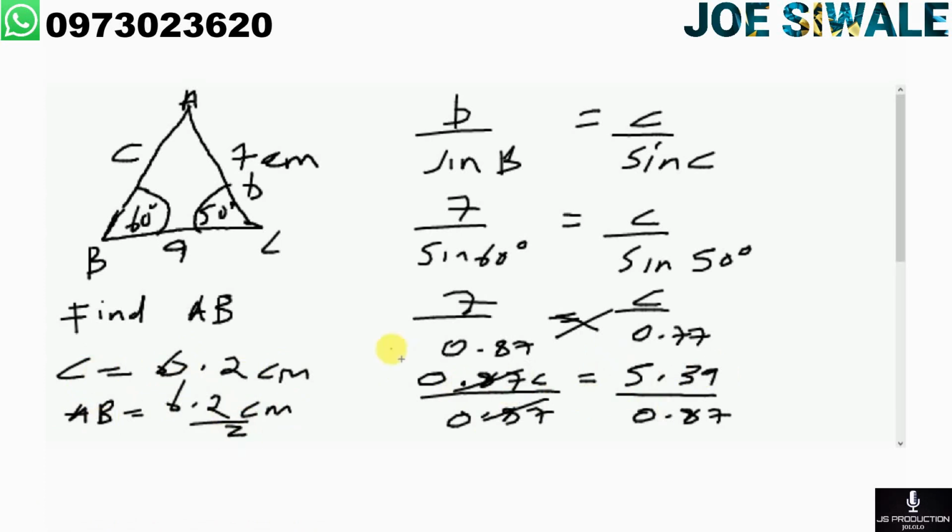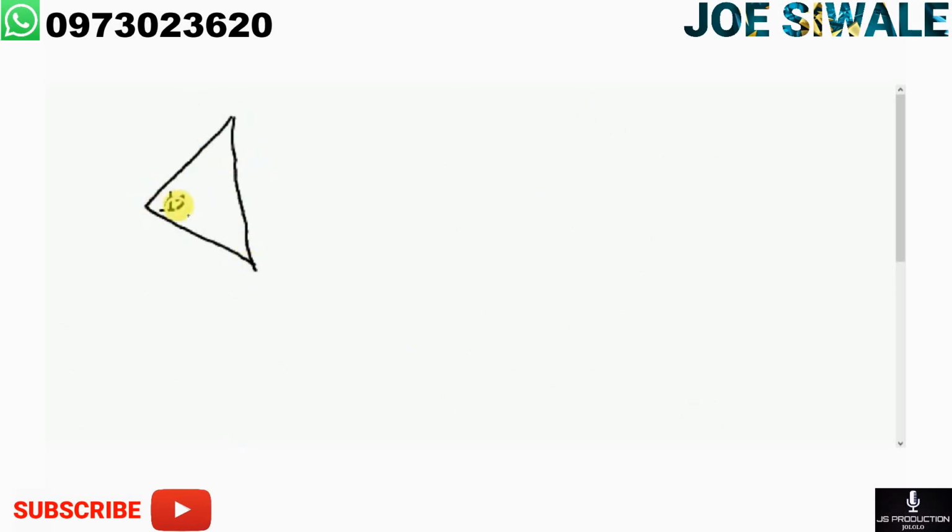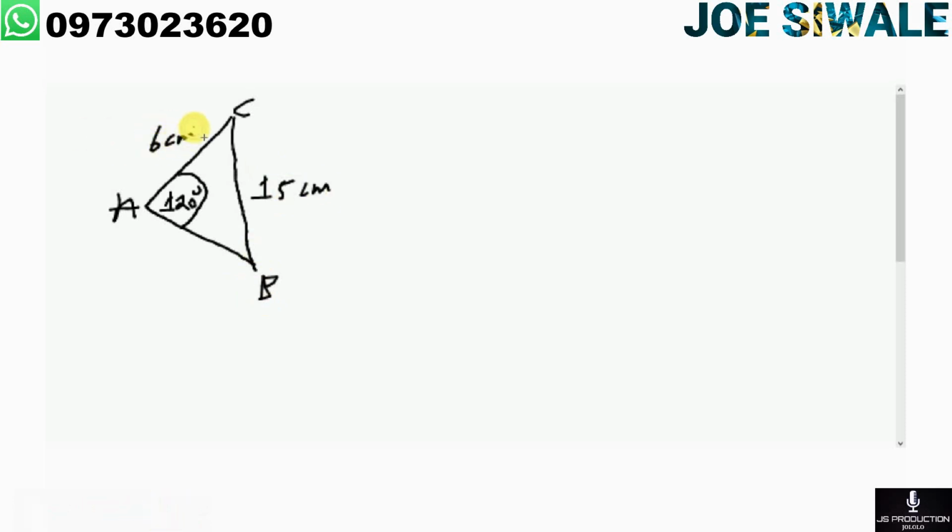Let us look at another example. For the other example, the triangle is given in this form. So for the second example, I have triangle ABC. Angle CAB is 120 degrees, side BC is 15 centimeters, and side AC is 6 centimeters.